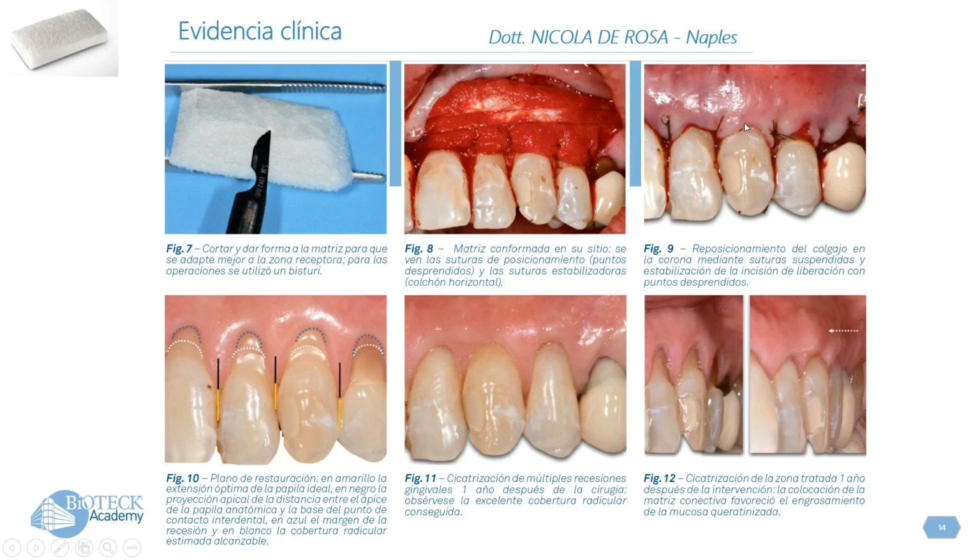And then we see the complete coverage of the root, the disappearing of the gingival recession, and we see that the restoration is complete at 1 year from the surgery. We notice also the increased thickness of the soft tissue that also results in a healthier apparatus of the tooth.